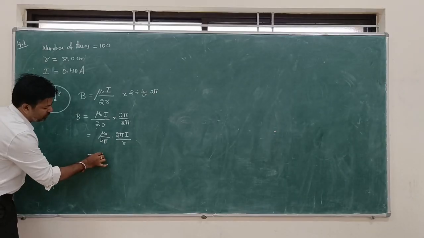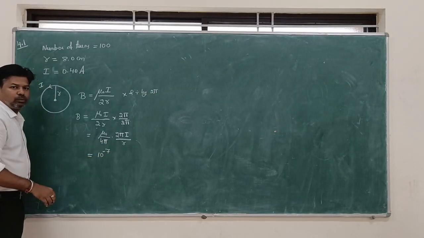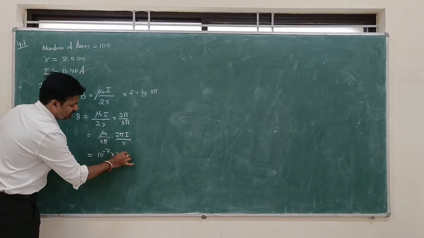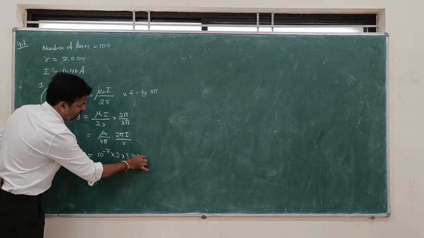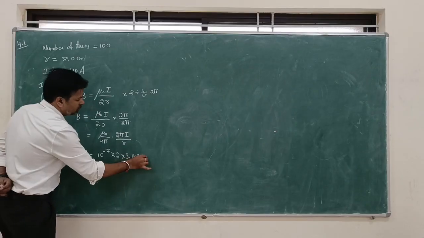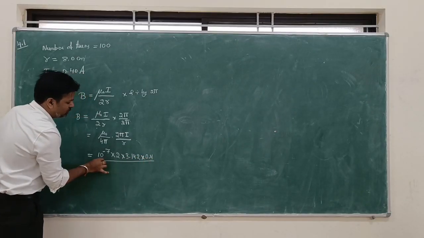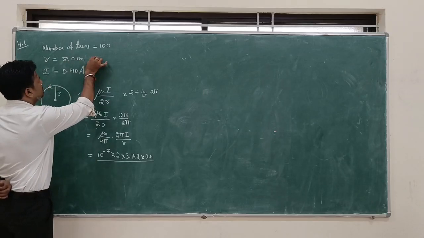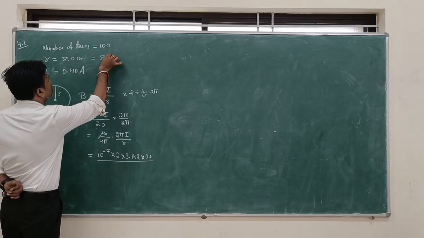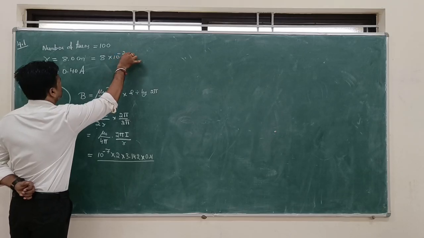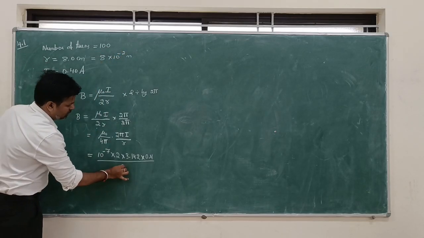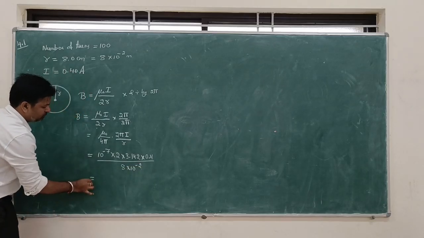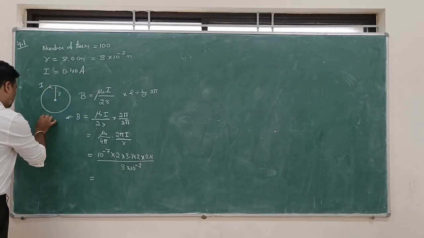So 10 to the power minus 7 into the value of 2 pi, which is 3.142, and current is 0.4, whole divided by the radius. It is in terms of centimeter, therefore 8 into 10 to the power minus 2 meter. This is for a single coil.